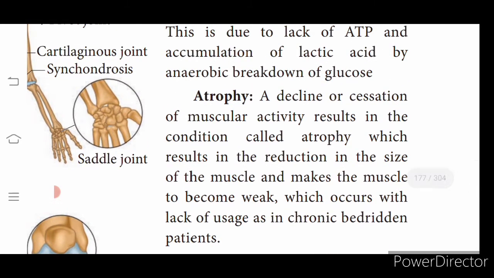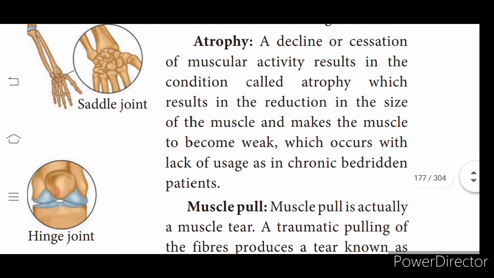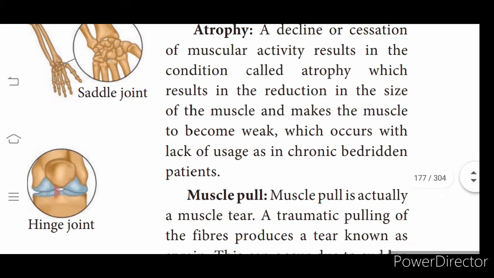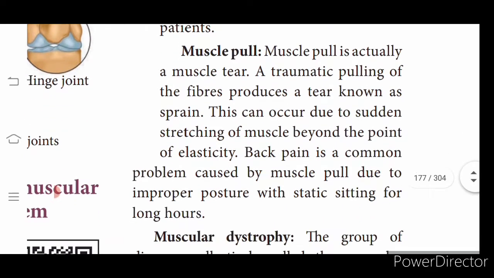So the glucose has to undergo aerobic respiration in order to produce ATP. If it is undergoing anaerobic respiration, then it will produce lactic acid, accumulation of which will make the muscles get tired. Atrophy: the decline or cessation of muscular activity results in a condition called atrophy, which results in a reduction in the size of the muscle and makes the muscle very weak. It occurs with lack of usage, as in chronic bedridden patients.